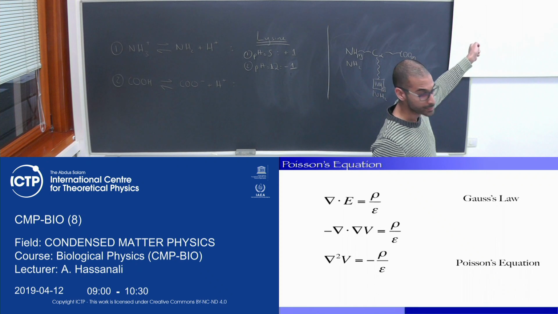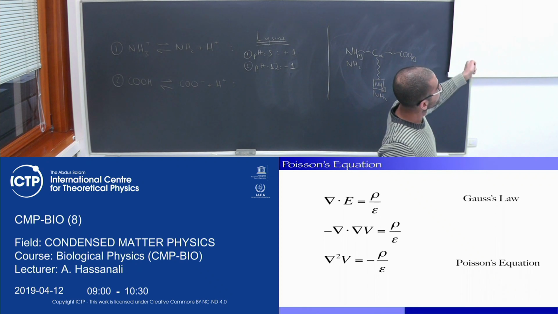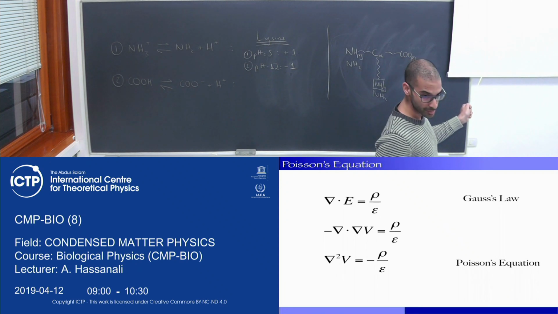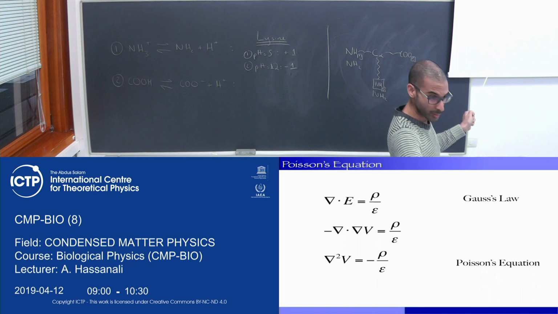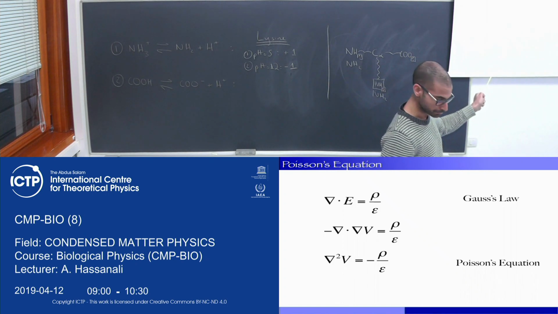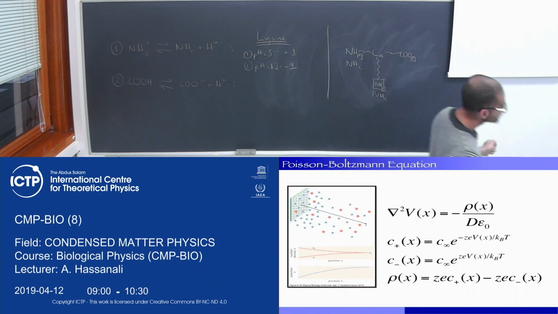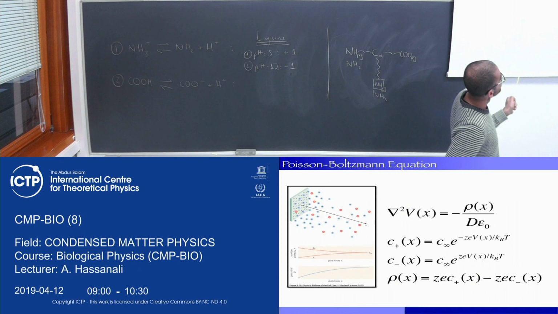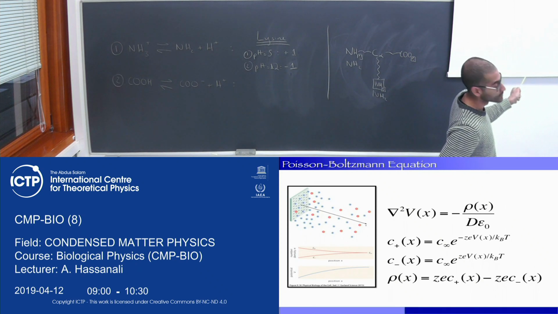Gauss's law, take the derivative of this, and I get Poisson's equation. So I have the potential, as a function of moving away from the surface, in terms of the charge density. Okay, what is the charge density? The charge density comes from positive and negative ions.